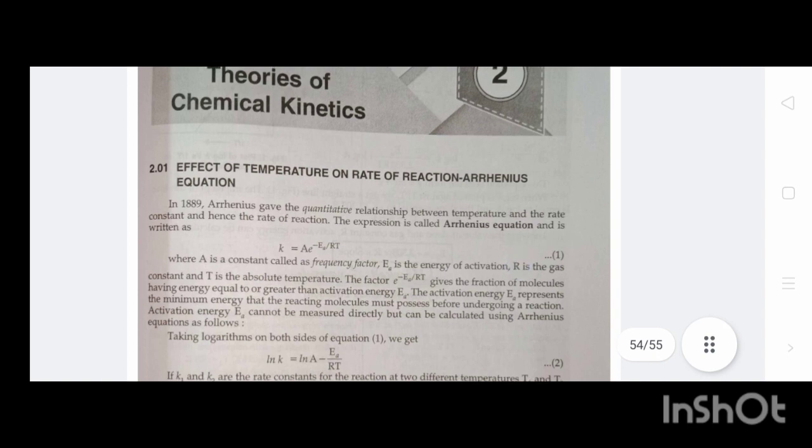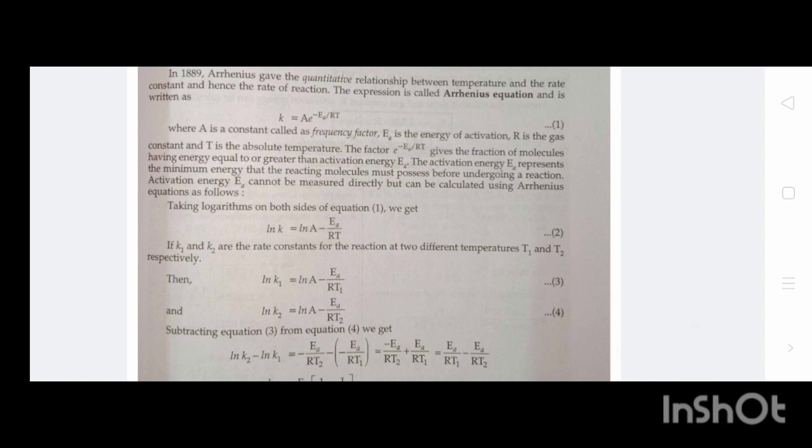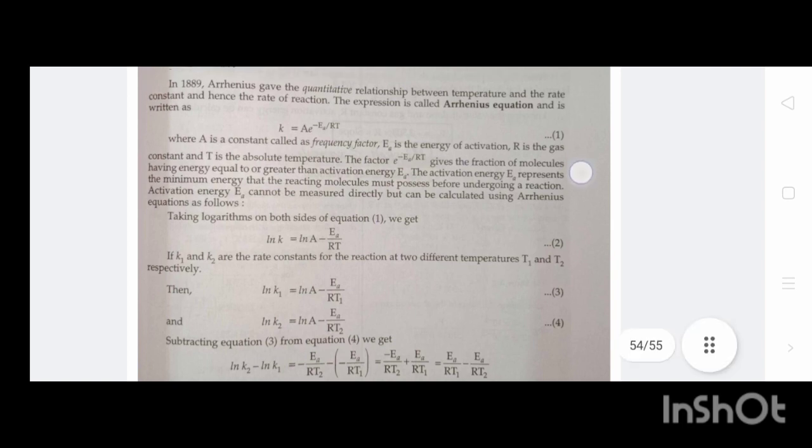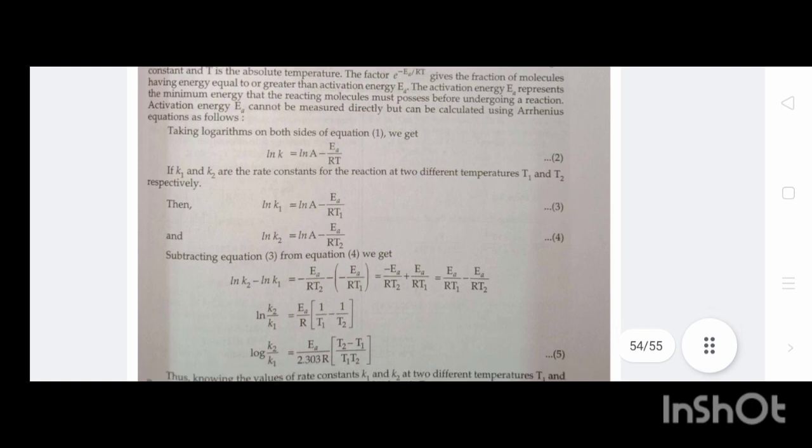Next is effect of temperature on rate of reaction, Arrhenius equation. In 1889, Arrhenius gave the quantitative relationship between the temperature and the rate constant and hence the rate of reactions. The expression is called Arrhenius equation and is written as k equals A e raised to power minus Ea divided by RT, where A is a constant called frequency factor and Ea is the energy of activation, R is the gas constant and T is the absolute temperature. The factor e raised to power minus Ea divided by RT gives the fraction of molecules having energy equal to or greater than activation energy.